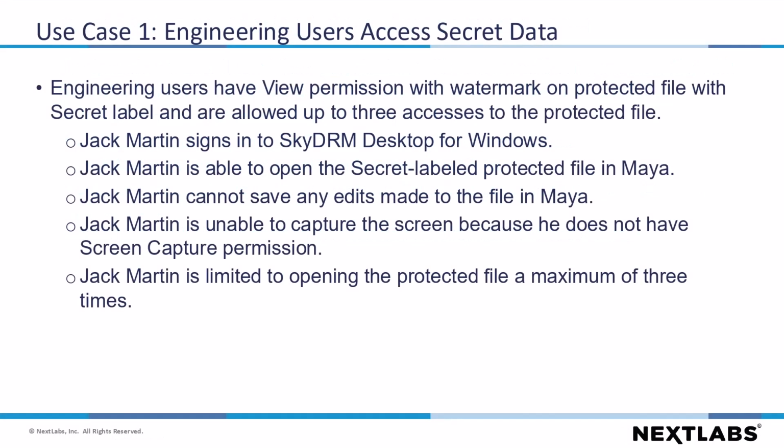Use case 1. Engineering users have view permission with watermark on protected file with secret label and are allowed up to 3 accesses to the protected file. Jack Martin signs into SkyDRM Desktop for Windows. Jack Martin is able to open the secret labeled protected file in Maya. Jack Martin cannot save any edits made to the file in Maya. Jack Martin is unable to capture the screen because he does not have screen capture permission. Jack Martin is limited to opening the protected file a maximum of 3 times.